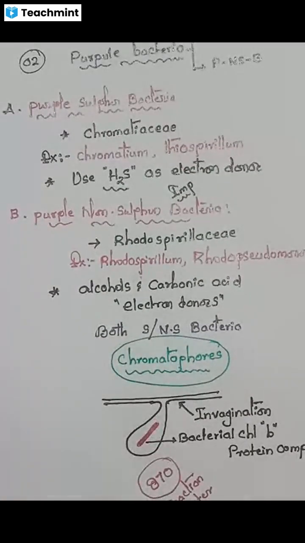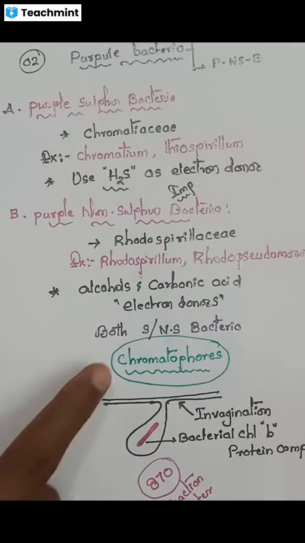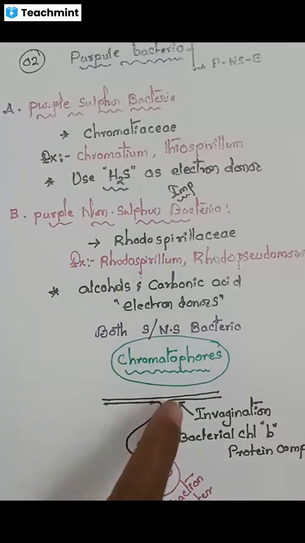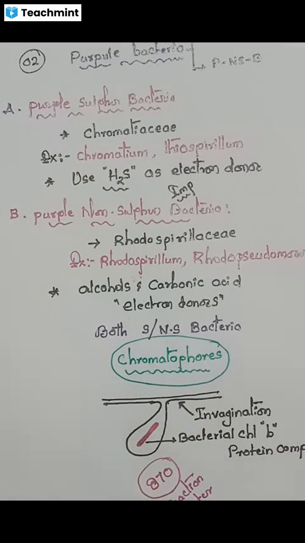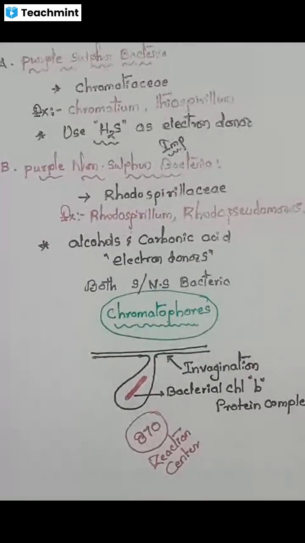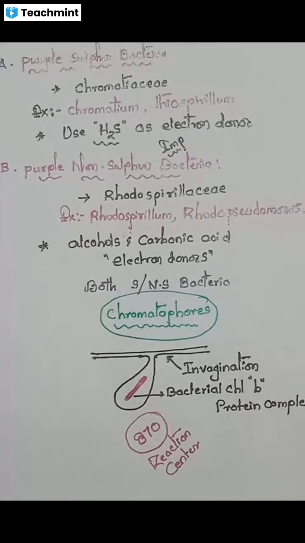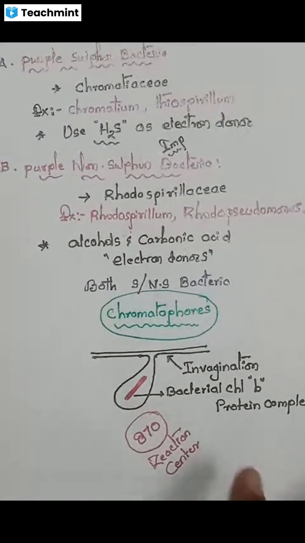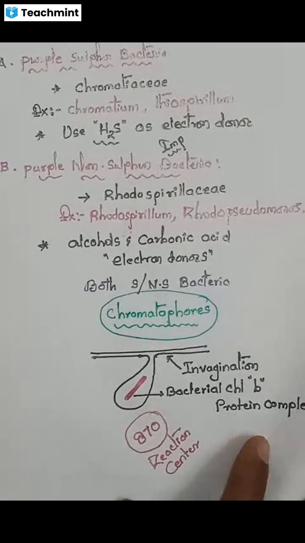In both sulfur and non-sulfur bacteria, the photosynthetic apparatus is chromatophores. The chromatophores are vesicle-like structures originated from the cytoplasmic membrane by invagination. They consist of a rod-like structure known as bacterial chlorophyll B protein complex. The reaction center of purple bacteria is 870.